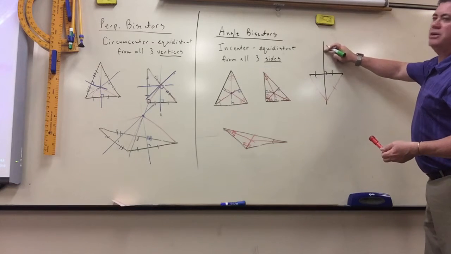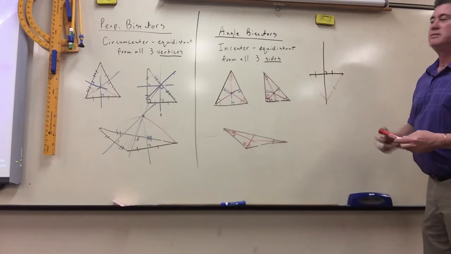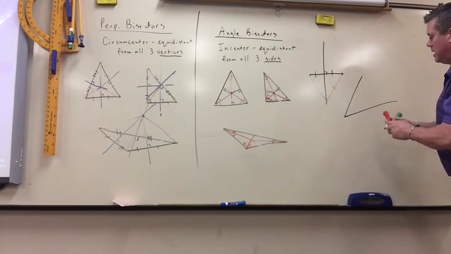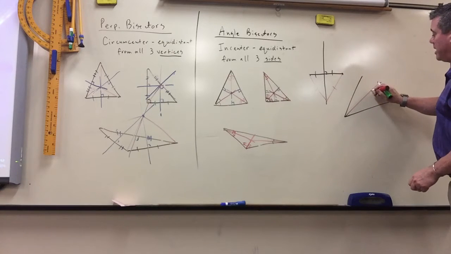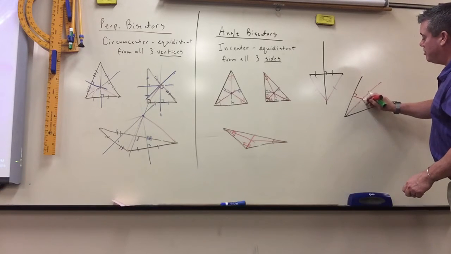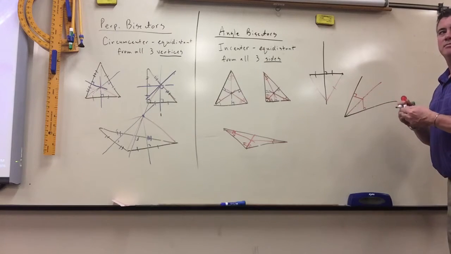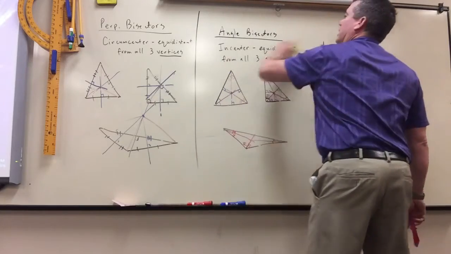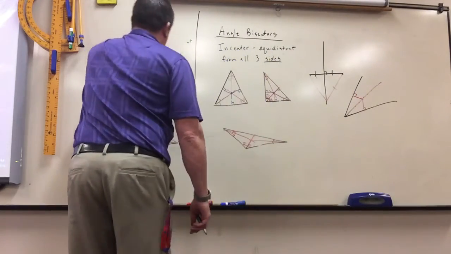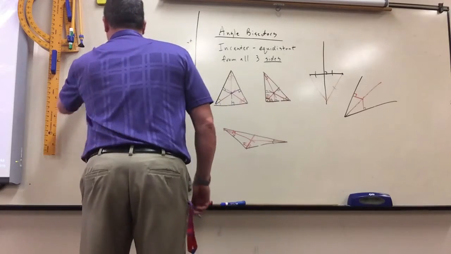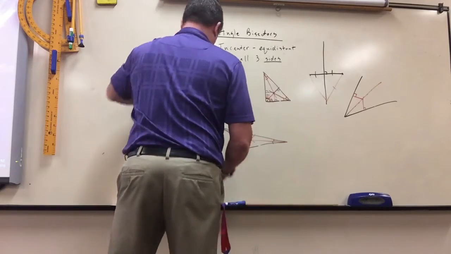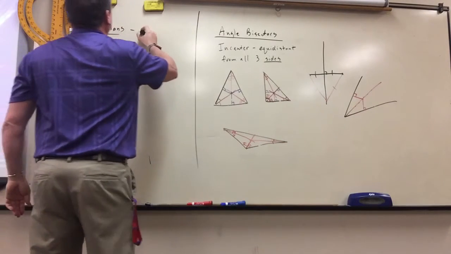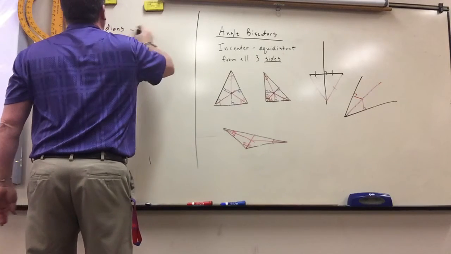So if I pick a point up here, it's going to be equidistant from each point. On the angle bisectors, anything on this line, no matter where you pick, is the same distance from each side. Okay? Then the medians, they intersect at a point called the centroid.